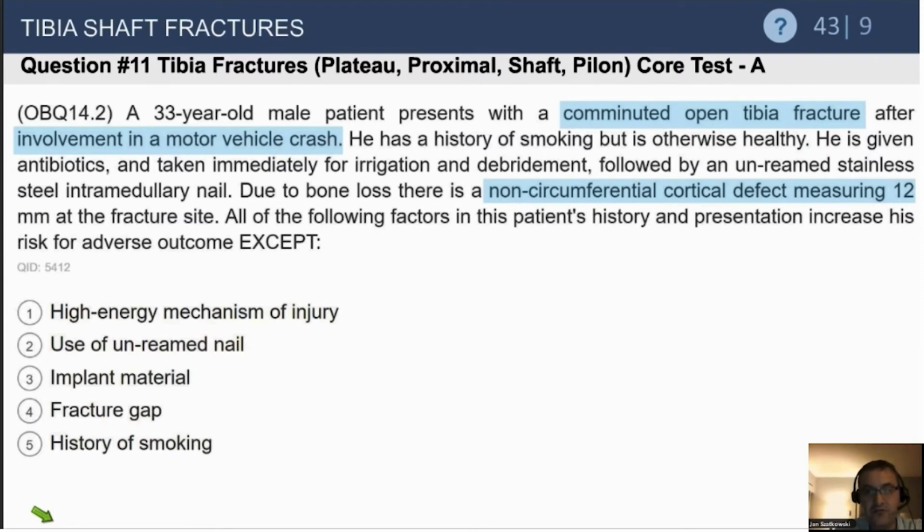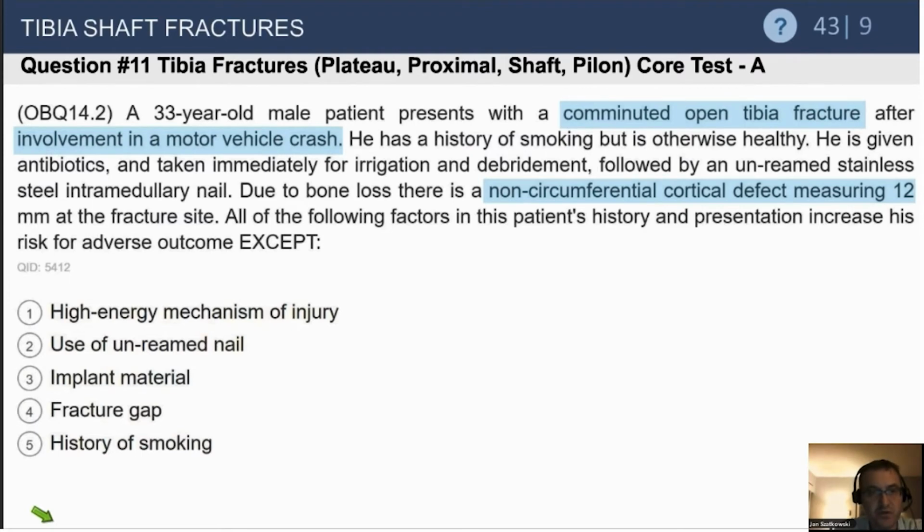So next question. A 33-year-old male presents with a comminuted open tibia fracture. So we're thinking high energy after involvement in a motor vehicle crash. We're thinking other injuries. We're thinking, okay, it's open. What do we need to do? We need to get antibiotics and tetanus. He has a history of smoking, but is otherwise healthy. We know smoking is bad for infections. He is given antibiotics, taken immediately for irrigation and debridement, followed by an unreamed stainless steel intramedullary nail.